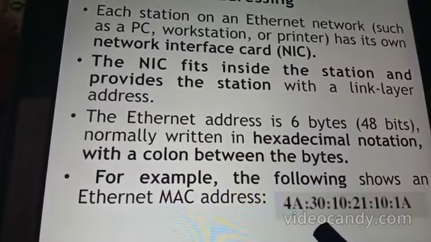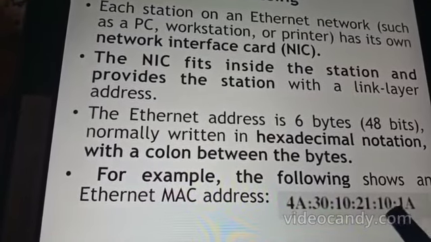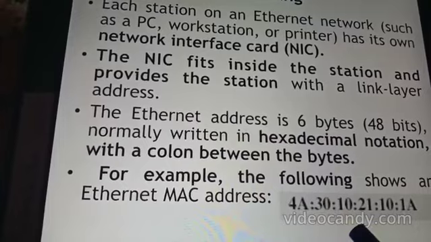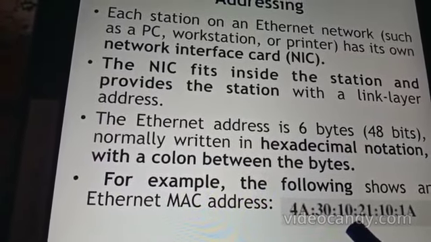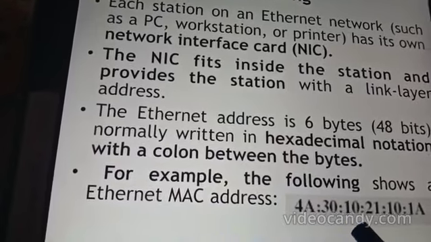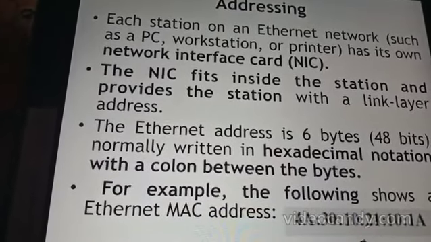So this is termed an Ethernet MAC address or a link layer address, and this is provided by the NIC, that is the network interface card, which each station possesses.